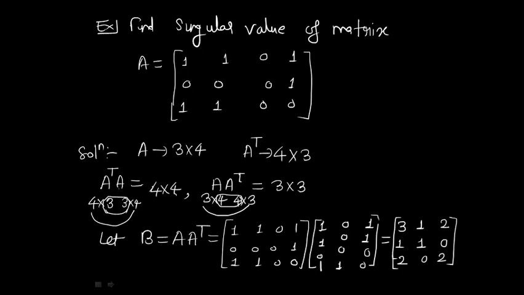So here A into A transpose, which is our matrix B, is coming out to be 3 1 2, 1 1 0 and 2 0 2. Now we will find out the eigenvalues for this matrix. We'll find out the eigenvalues for B. So that is here A into A transpose.